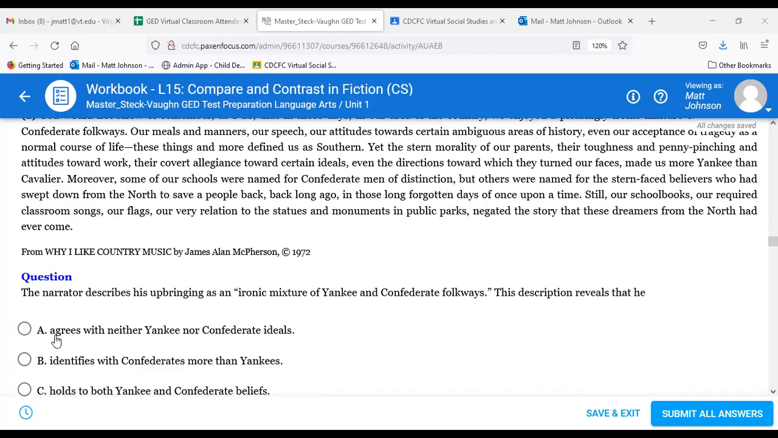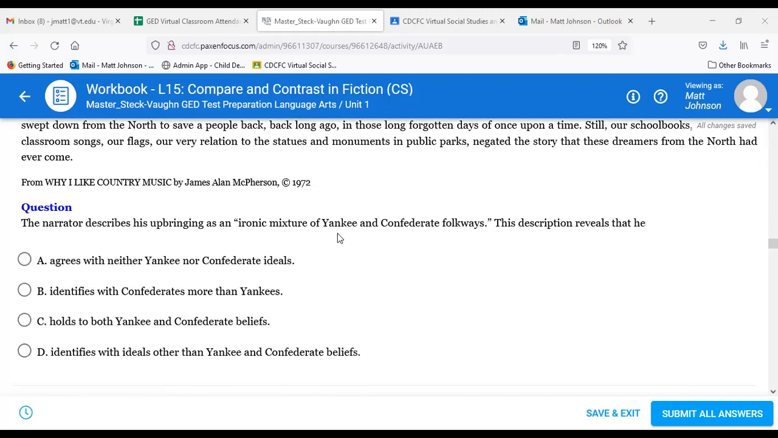The narrator describes his upbringing as an ironic mixture of Yankee and Confederate folkways. This description reveals that he A, agrees with neither Yankee nor Confederate ideas. B, identifies with Confederates more than Yankees. C, holds to both Yankee and Confederate beliefs. And D, identifies with ideals other than Yankee and Confederate beliefs. Is it C? Yeah, C. Okay.